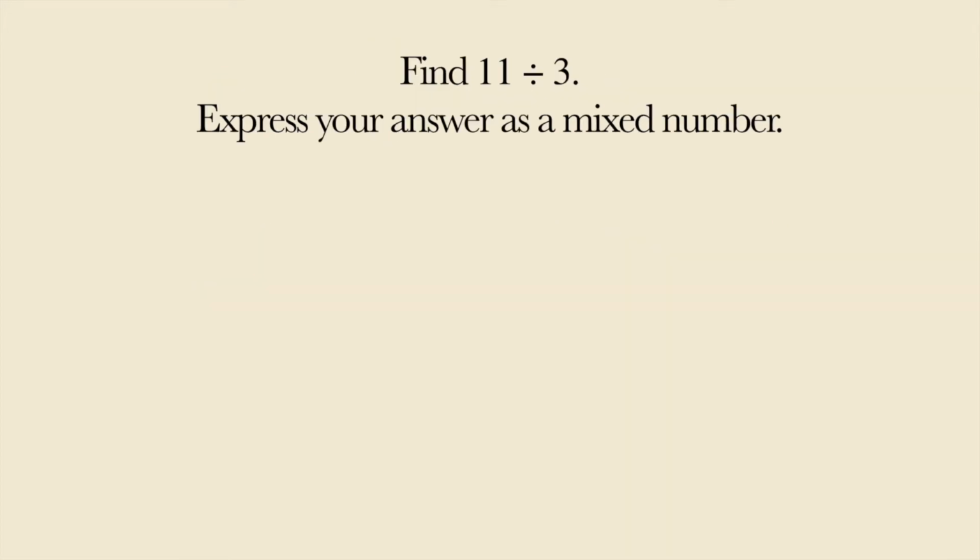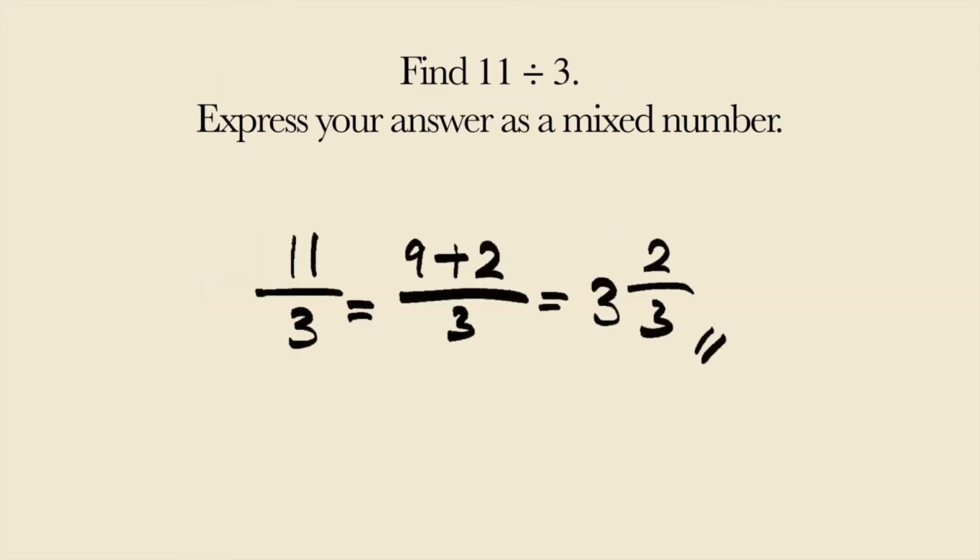11 over 3 as a mixed number. So what we can do is to extract 9. So turn 11 into 9 plus 2. So that 9 divided by 3 gets us 3 wholes. Remainder 2 gets us 2 over 3.